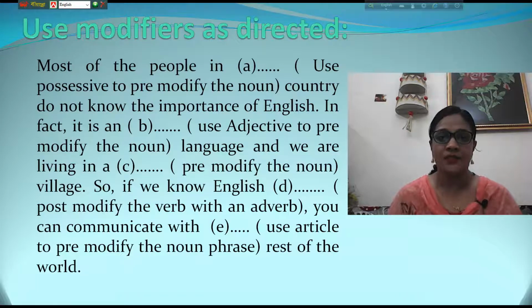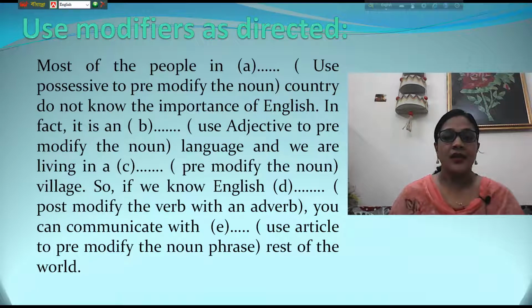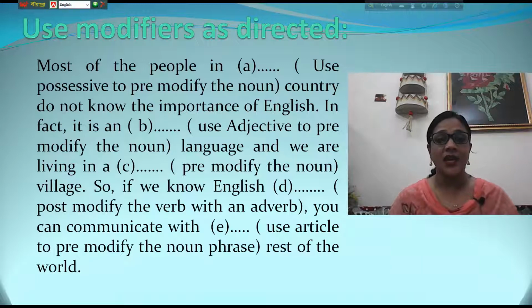Our is a possessive. In fact, it is an, here you see B number gap, এবং এখানে আমাদেরকে ইউজ করতে হবে adjective to pre-modify the noun. একটা adjective ইউজ করতে হবে যেটা নাউনকে pre-modify করবে। In fact, it is an international language and we are living in a, C number gap, pre-modify the noun, village. অর্থাৎ এখানে আমাদেরকে একটা adjective ব্যবহার করতে হবে যেটা নাউনকে pre-modify করবে। Language, and we are living in a global village.